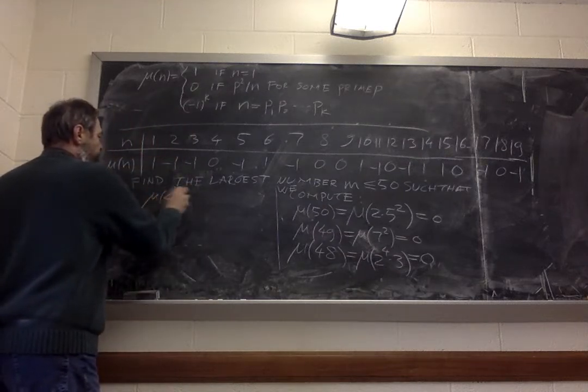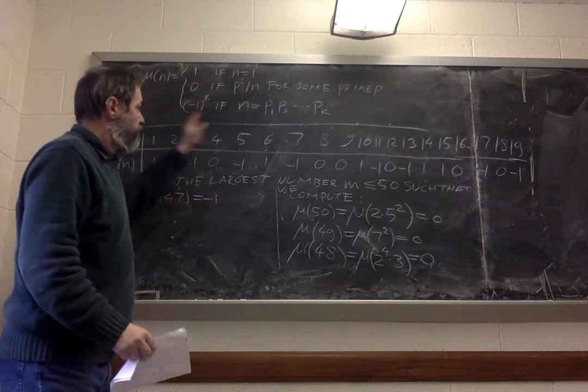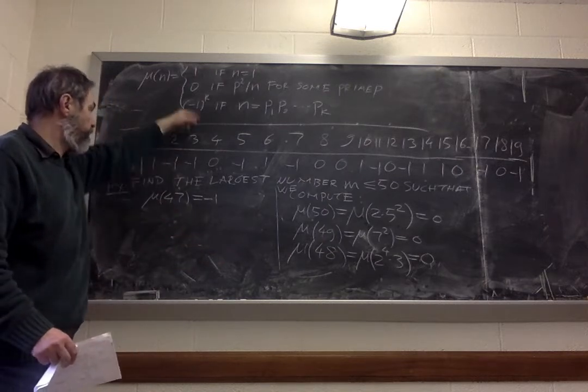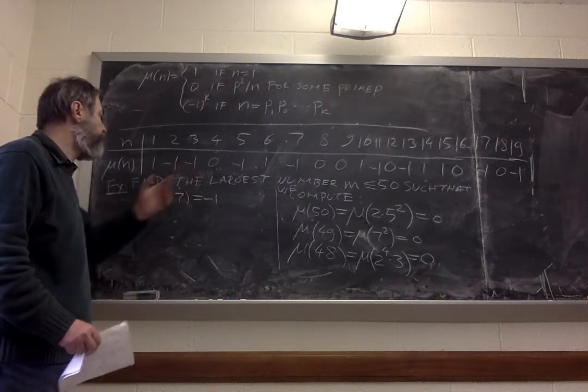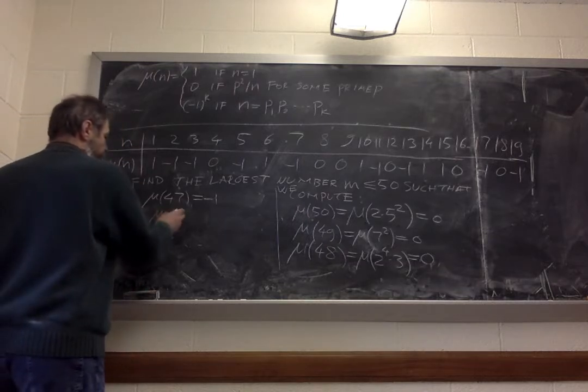Mu of 47. That's -1. That's a prime. We know it's a prime. K is 1. The Mobius function is -1 to the k, and k is 1, so it's -1. So this is solved. Let's see if we can find a plus one.